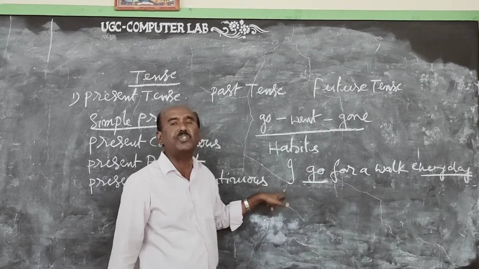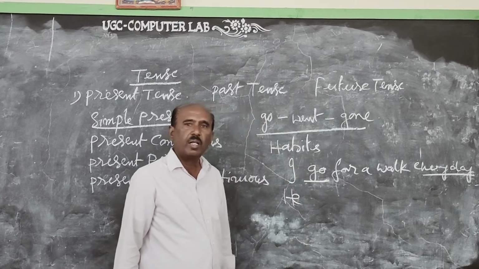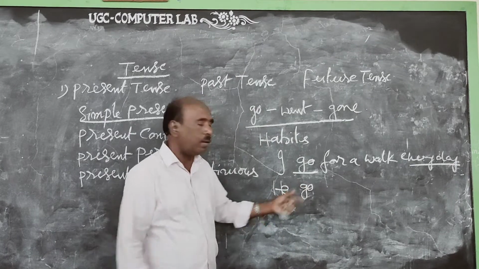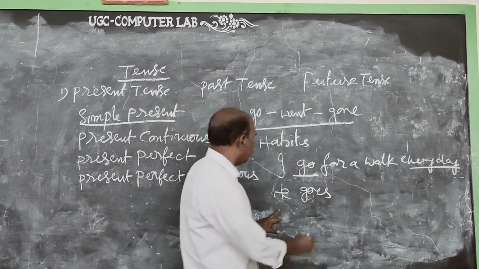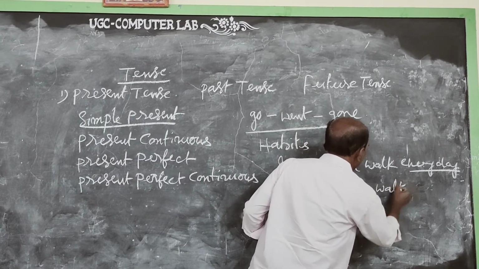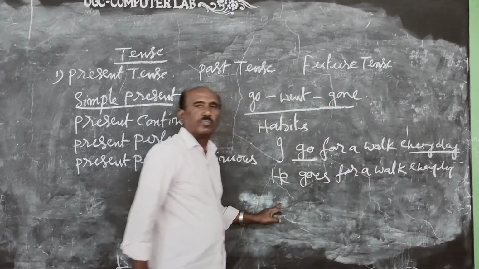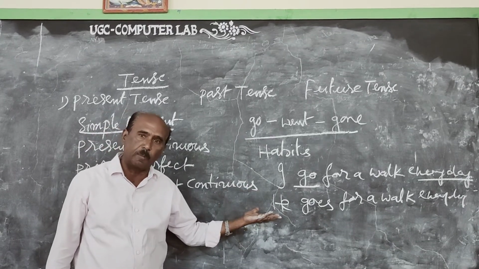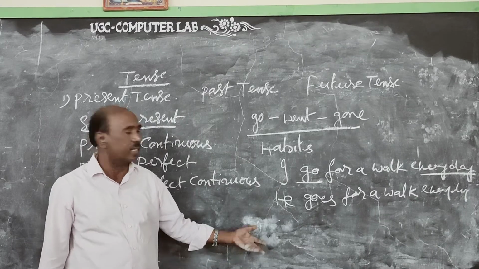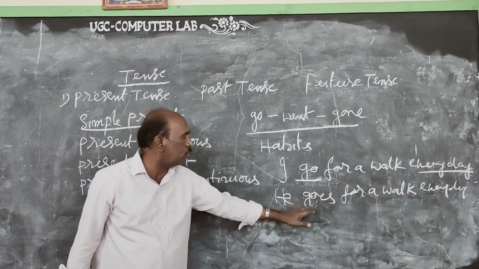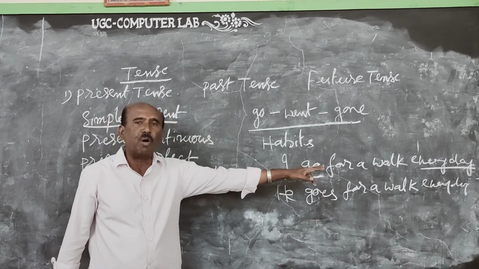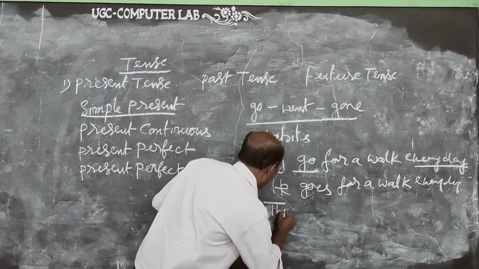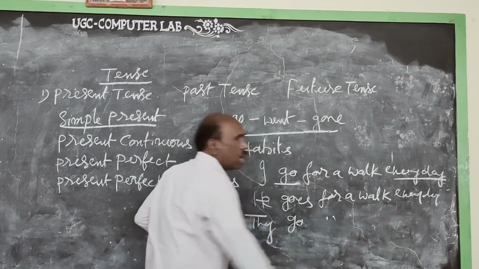If the subject is third person singular, let us take he, then we have to add s or es. That means here the verb is go. We have to add es to present verb. He goes for a walk every day. Like that, for example, if some name is there, Ravi or Sita or Mohan, they come under third person singular. Ravi goes for a walk every day. Sita goes for a walk every day. You go for a walk every day. We go for a walk every day. But for plural, like they go for a walk every day.